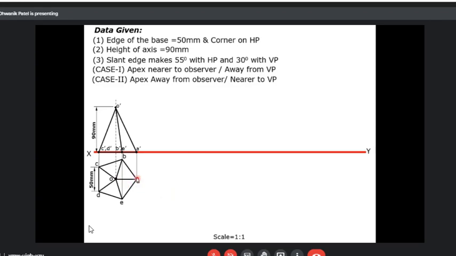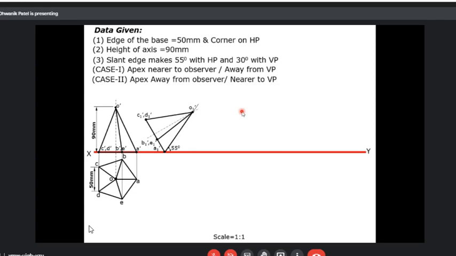Because your pentagon is resting at corner point A, the slant edge is OA. You can check in the elevation part: O dash A dash is our slant edge. This slant edge makes an angle of 55 degrees with the HP plane. So first mark the E1 dash point, then draw the inclination line at 55 degrees. On this line mark the O dash point, taking a radius of A dash O dash. Then you will transfer the whole shape.